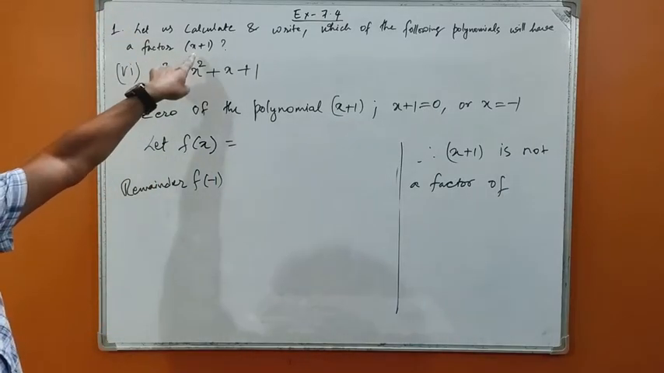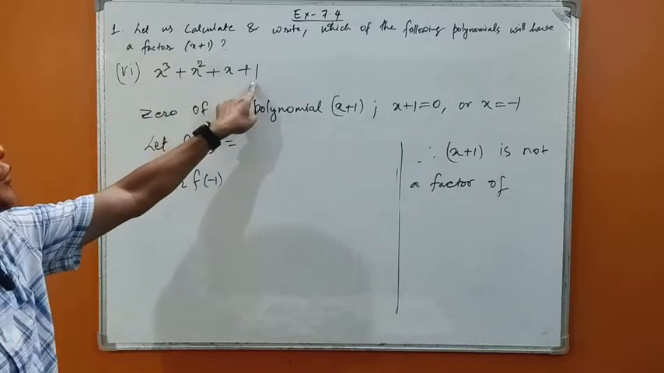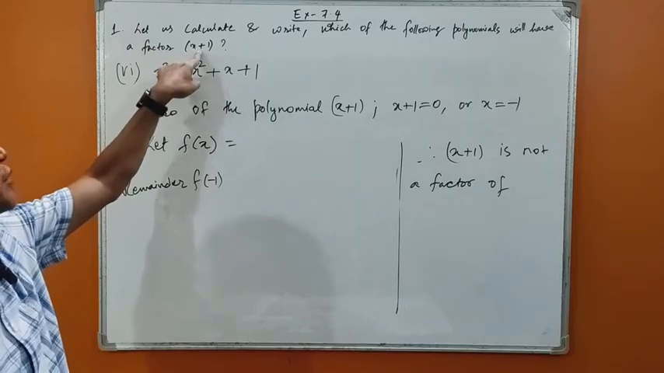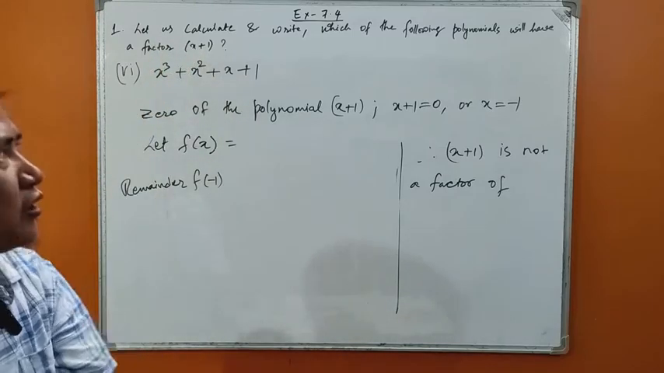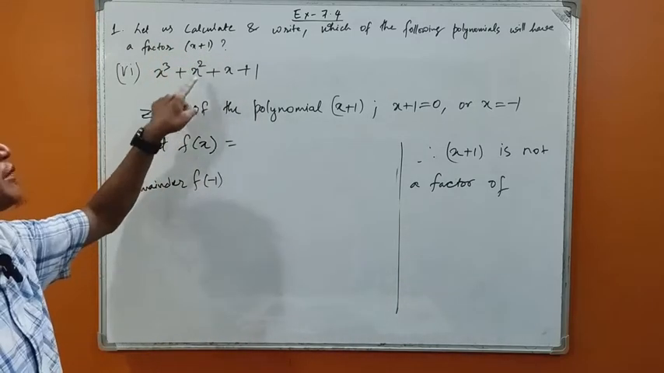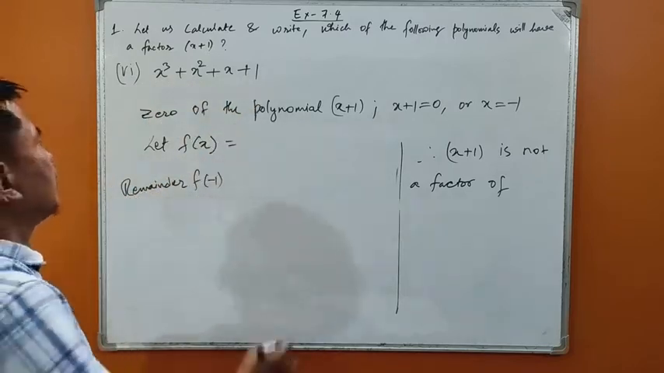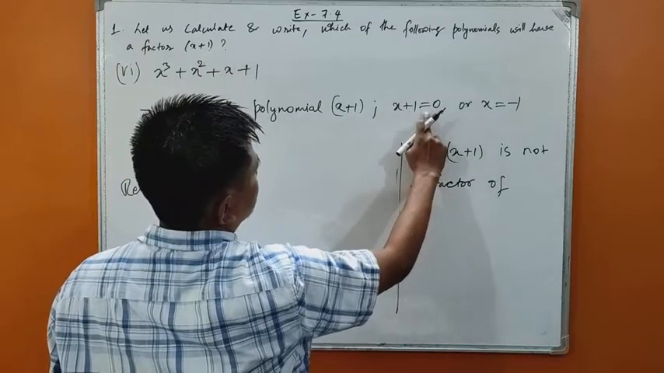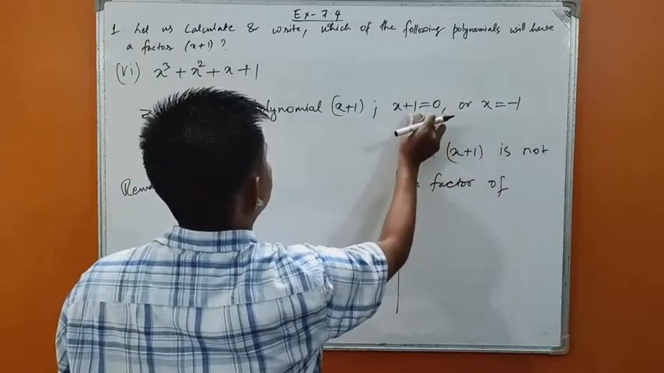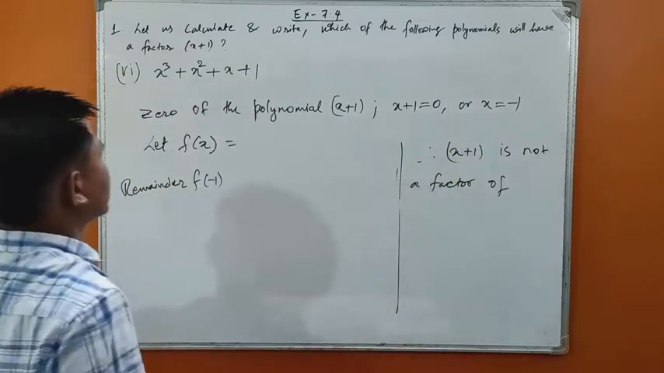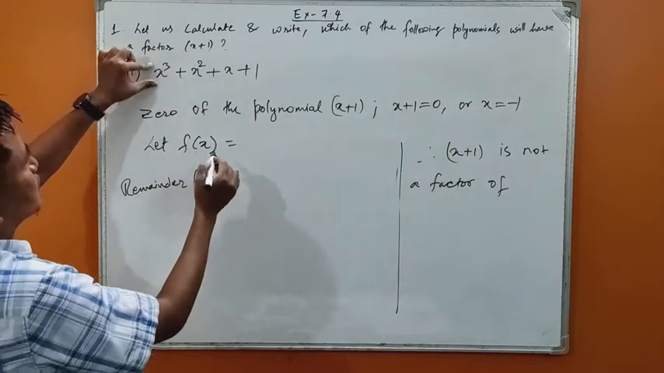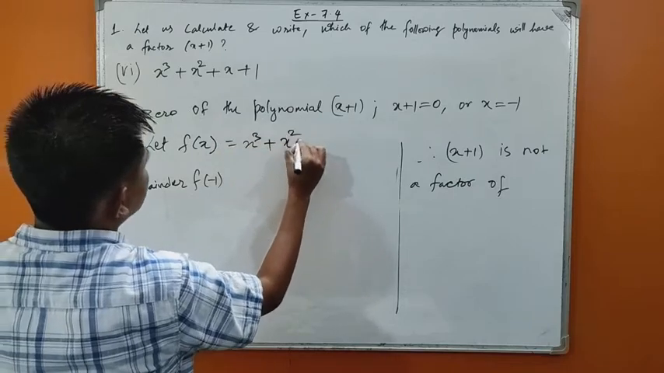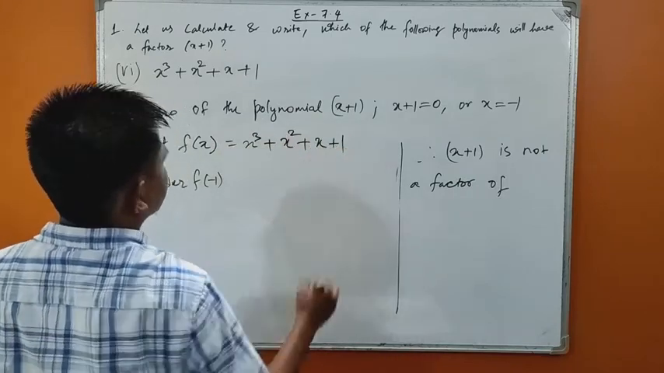We are asked to verify whether x plus 1 is a factor of this expression or not, isn't it? So what we do is we divide this expression by x plus 1, and if the remainder comes 0, then we can say x plus 1 is the factor of this expression, okay? So the zero of the polynomial x plus 1 is x plus 1 equals to 0 or x equals to minus 1. Plus 1 when we take to the right hand side becomes minus 1, isn't it? Now let f(x) equal to this expression, okay? Let f(x) equal to x cube plus x square plus x plus 1, isn't it?